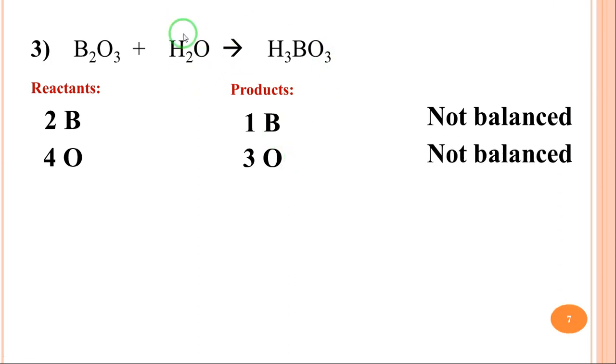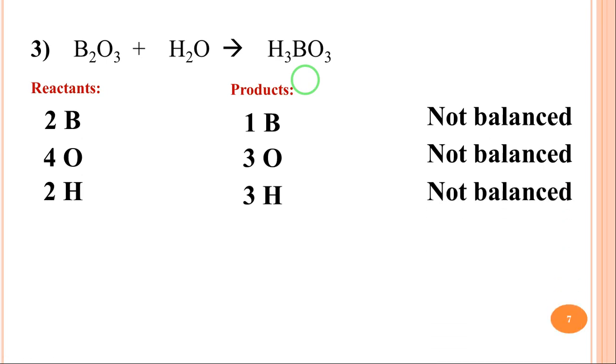Now for the number of hydrogen, we have only 2 hydrogen in the reactant side coming from H2O, and we have 3 hydrogen here in the product side, so also with respect to hydrogen, they are not balanced. Let's try first to balance the number of boron atoms. Here we have 2B, here we have 1B, so you just have to add here 2. You have to multiply here by 2, so we have 2 boron atoms in the product side, so they are balanced now.